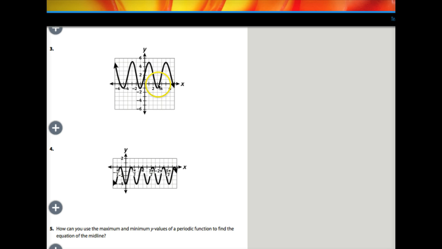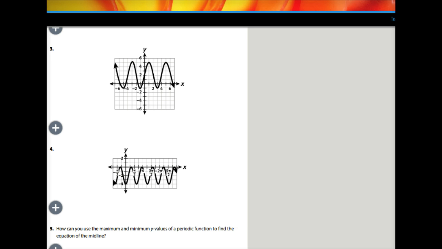Remember that the amplitude is half of the total height. This goes from -1 to 5, so it's 6 units tall. Half of that is 3. So the equation of the midline, remember, must have the y equals because that's what makes it a line. It's the line y equals 2 right here.